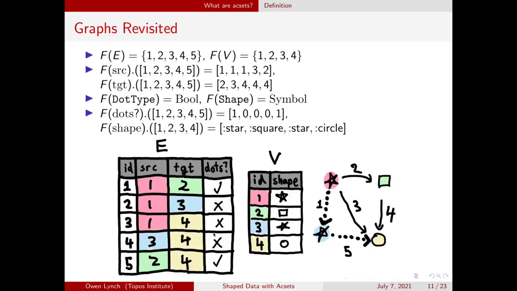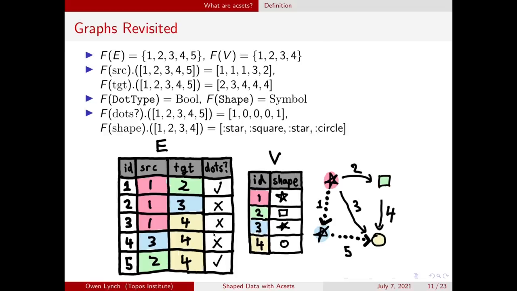We choose concrete types for each attribute type. So dot type is bool, and shape is symbol. And then we give the columns for the attributes like this. So hopefully you should think about this a little bit and see how this more formal definition maps to the more informal definition in terms of tables.